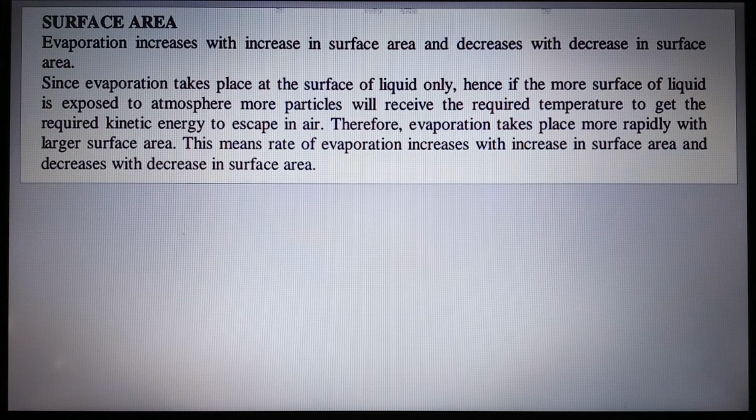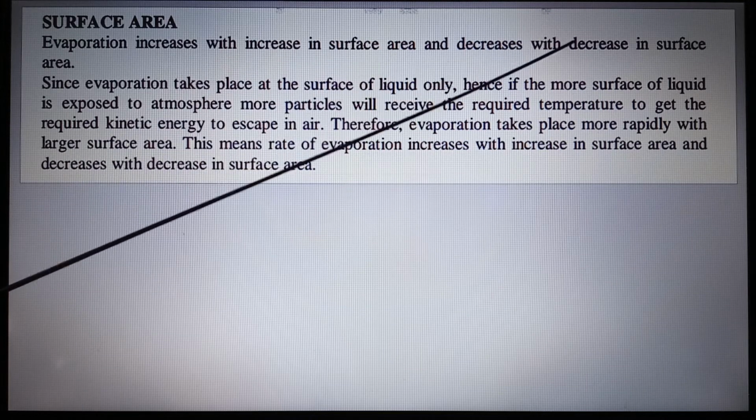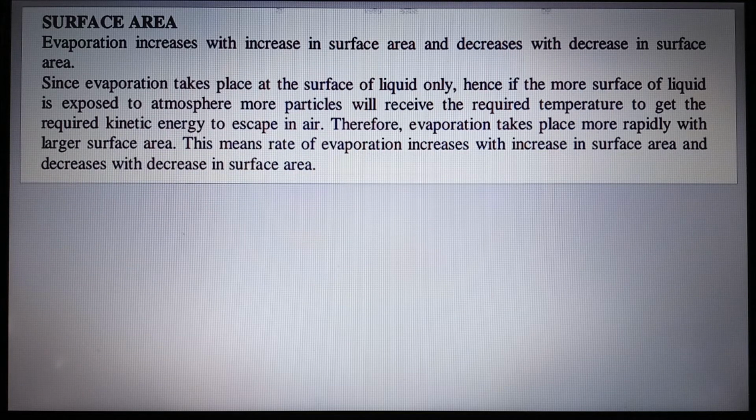Next we have surface area. Here evaporation increases with an increase in surface area and decreases with a decrease in surface area. For example, when you talk about a cup and saucer, people pour the tea into the saucer so that the liquid has more surface area and the tea cools down, to sip it very comfortably. So more surface area means more rate of evaporation. Lesser surface area means less rate of evaporation. Here again, surface area is directly proportional to the rate of evaporation. More the surface area, more will be the rate of evaporation, and vice versa.